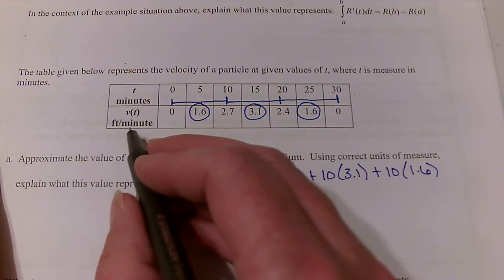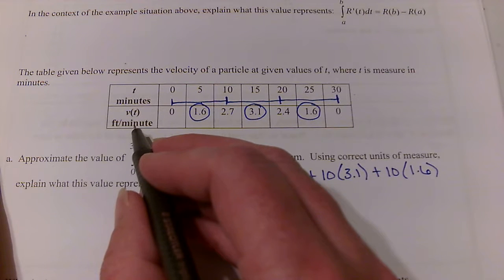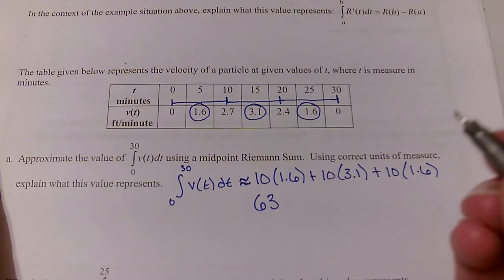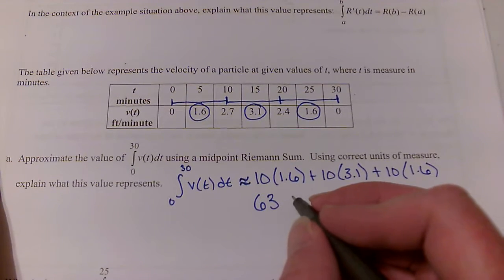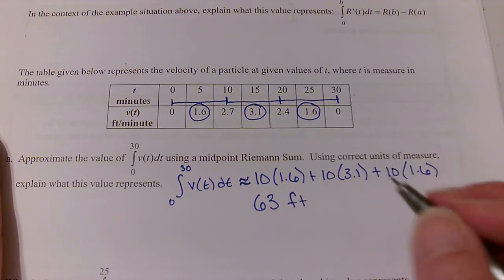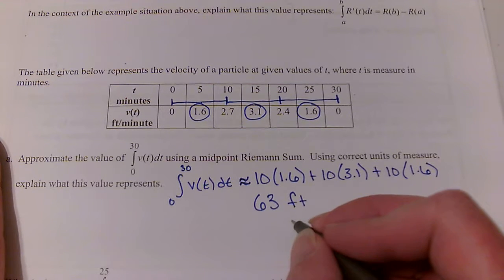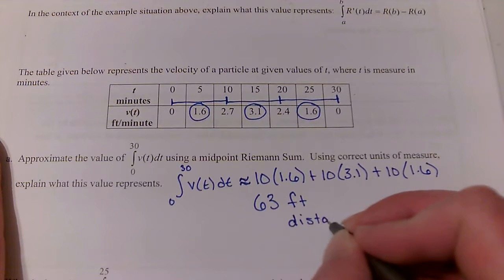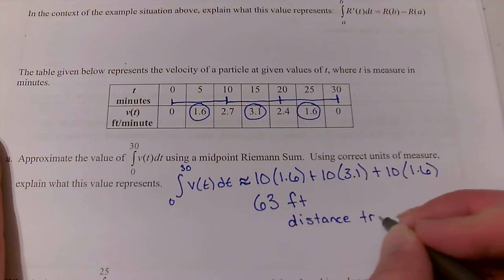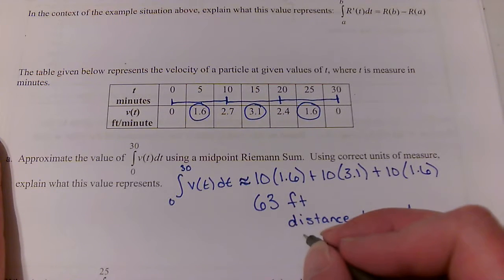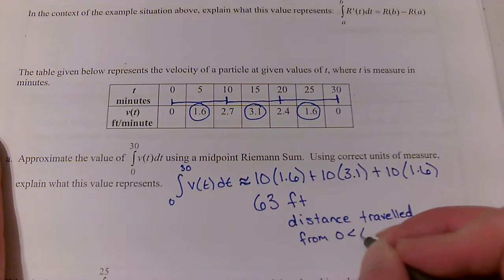And so if we had velocity, which is feet per minute, times a certain amount of minutes, what are we getting back? Well, we're getting back feet. This would be the distance traveled from 0 to 30.